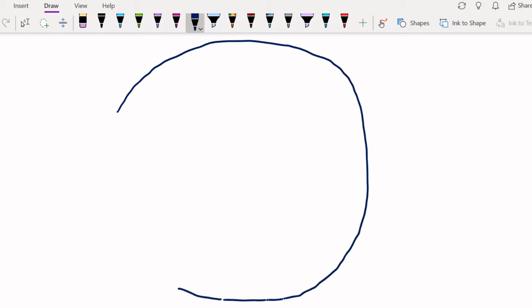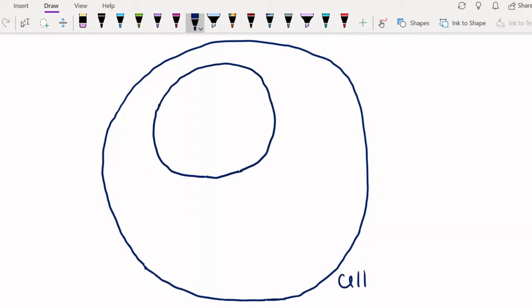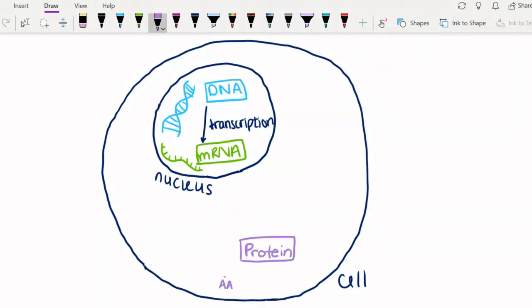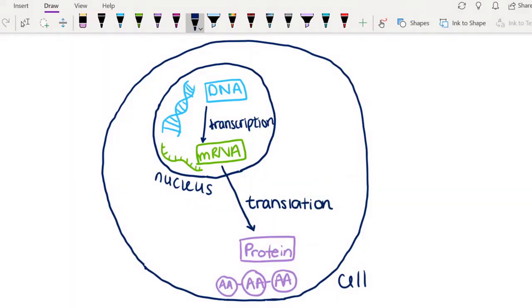Central dogma starts with DNA. Because each cell only has one copy of its genome, DNA is kept in the nucleus. Transcription is the process of creating mRNA, or messenger RNA, from DNA. mRNA is a temporary copy of a gene, and it leaves the nucleus after being processed. In the cytoplasm, the mRNA is used to create a protein during translation.